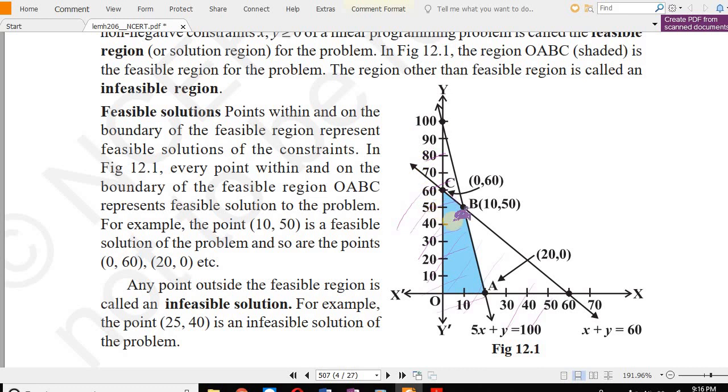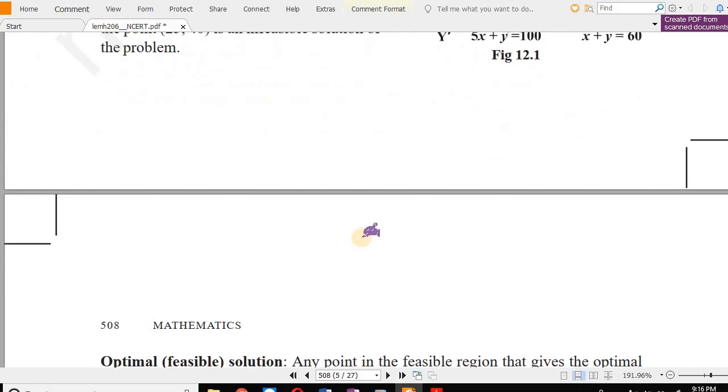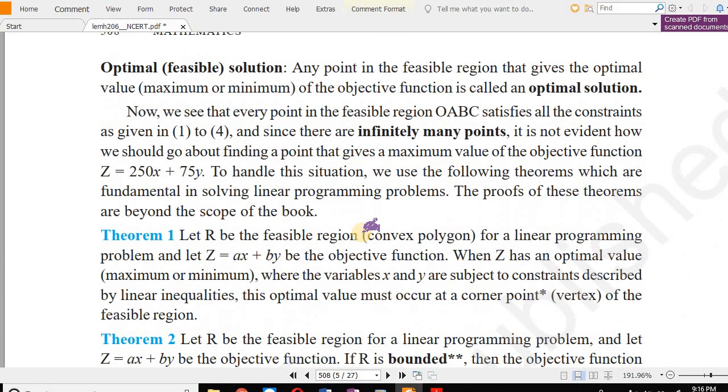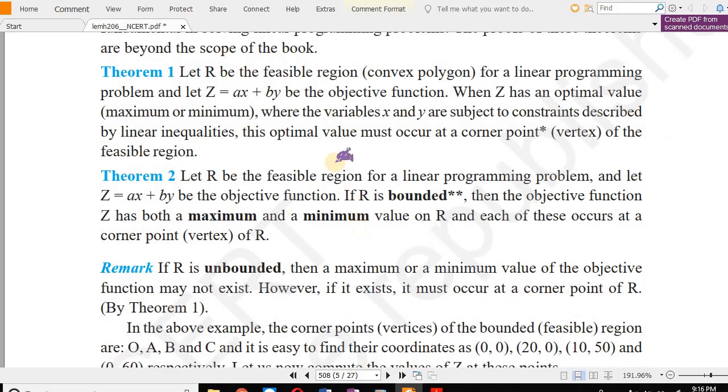Okay, so now I said that all of the points in this blue area are feasible. Any one is a possibility. An infinite number of possibilities, how do we find the best one? Well, it turns out that there are some guidelines we can use, and we'll see why these guidelines work shortly. So the first guideline we call Theorem 1. So let R be the feasible region, and this feasible region is called a convex polygon. I'll explain that in a minute.